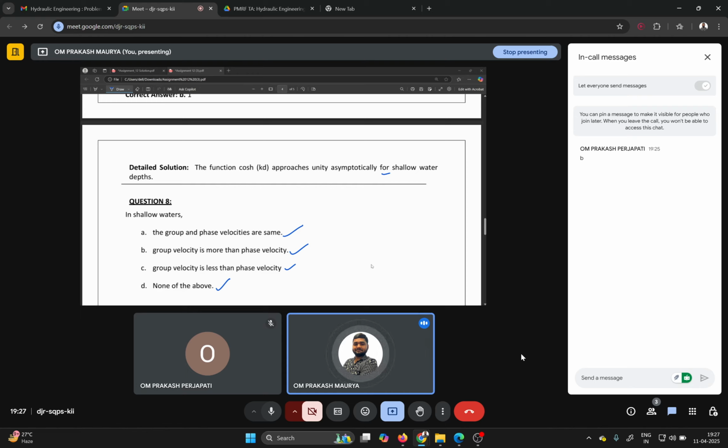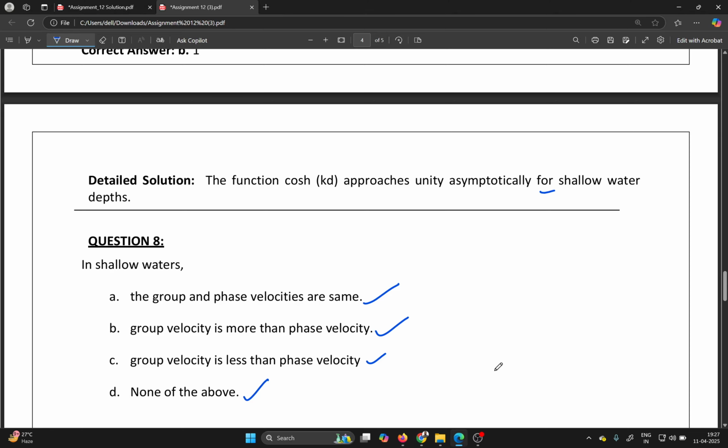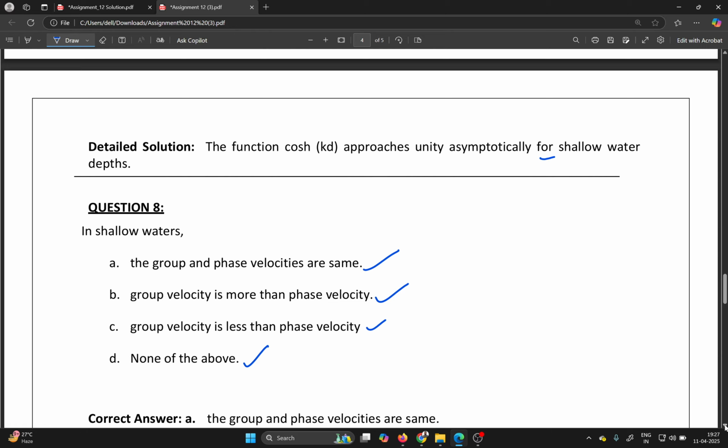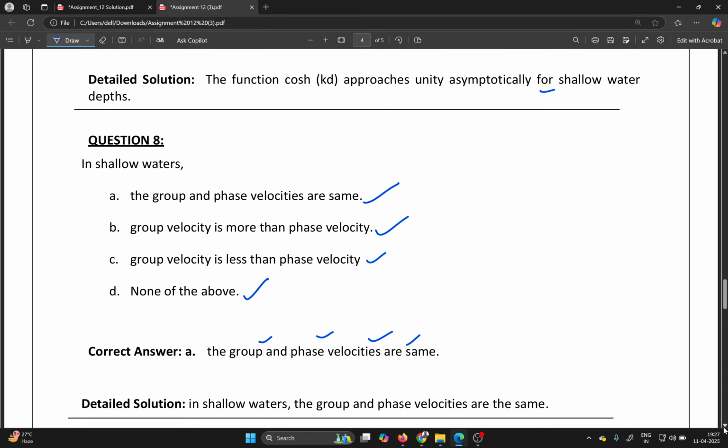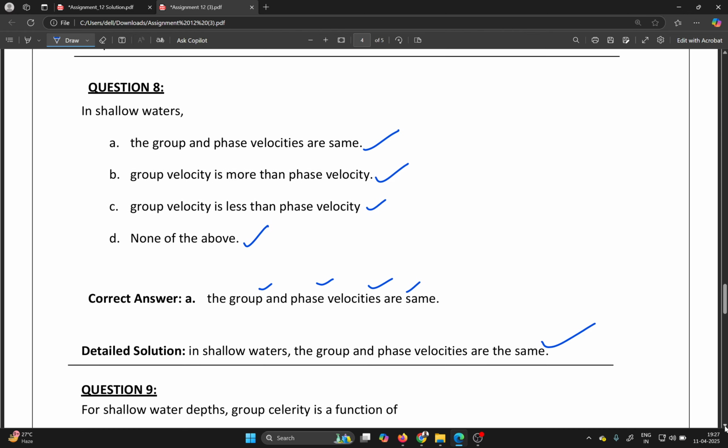Okay, let me just show you the answer for question number 8. The group and phase velocity are the same. For shallow waters, your group and phase velocities are the same. Remember, please. In shallow water, the group and phase velocity are the same. Here the description is written.